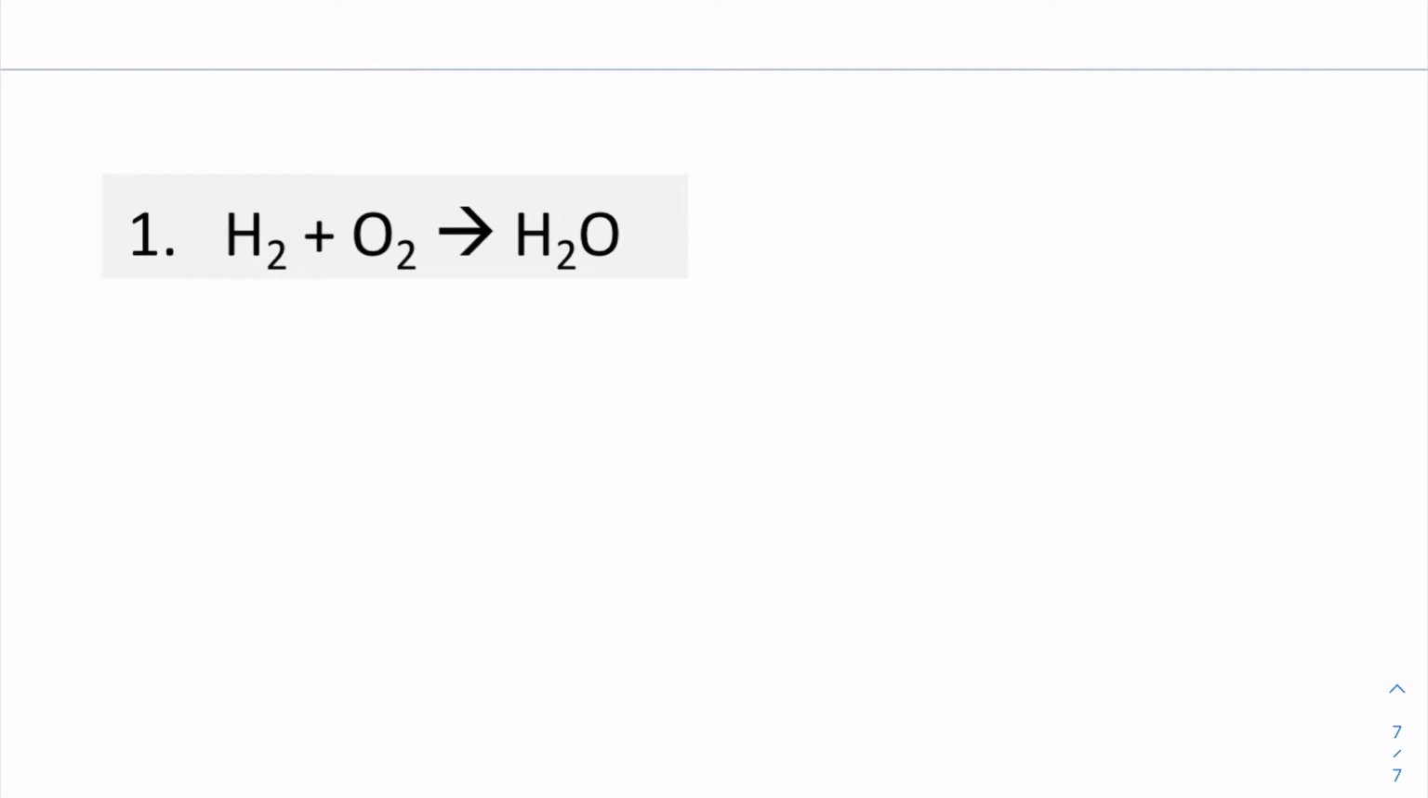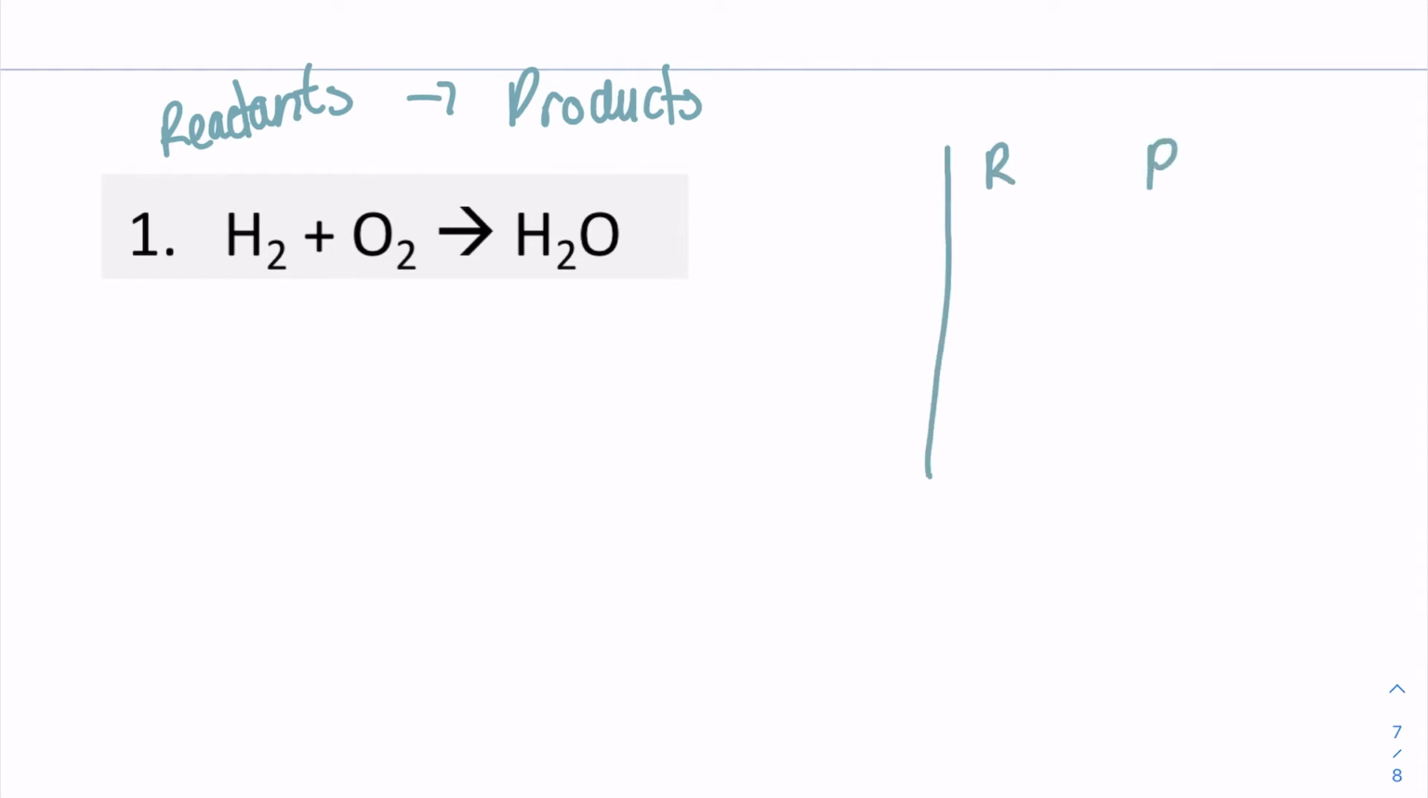So here we have an equation. We have our reactants, and then we have our products. So what I do is I write a little table at the side. So R meaning reactants, P meaning products. And then what I want to do is write down all the elements that I have. So I've got a hydrogen and I also have an oxygen, and I want to tally up how many I have on each side with Roman numerals. So on my reactant side I have 2 hydrogen. On my product side I also have 2 hydrogen. And with my oxygen I've got 2 on the reactant side and 1 on the product side.